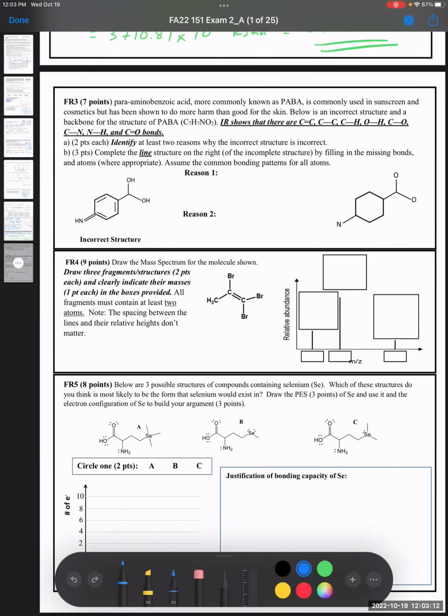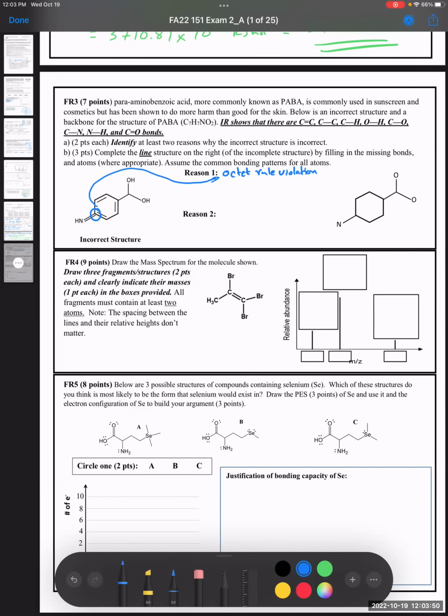Now, the first point, that is part A, 2 points each. Identify at least 2 reasons why the incorrect structure is incorrect. Now, first of all, the first thing I notice here is that the structure is incorrect because I see 1, 2, 3, 4, 5 bonds around this carbon. Octet rule violation. Okay, that's a no-go, definitely.